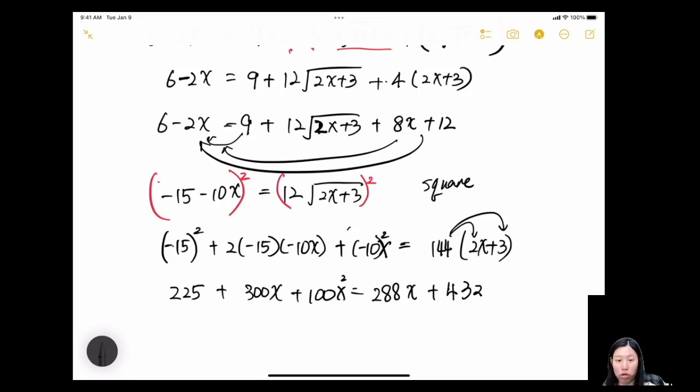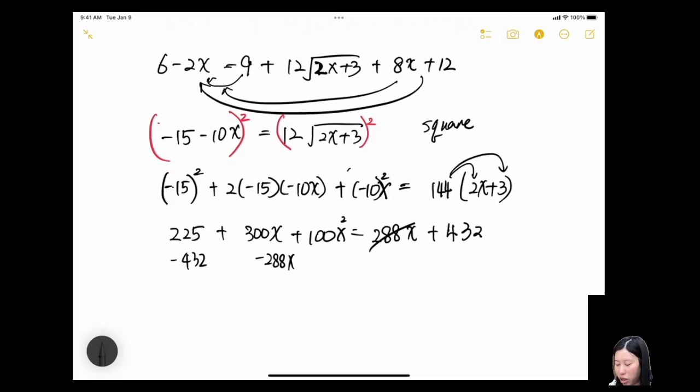Okay, now you just solve it by factor, right? Let's set the equation equals to 0 first. We subtract 288 and subtract 413. Okay, so I have 100x squared minus 12x minus 207 equals to 0. And then you factor it. I'm going to skip it here and try to do it by yourself.